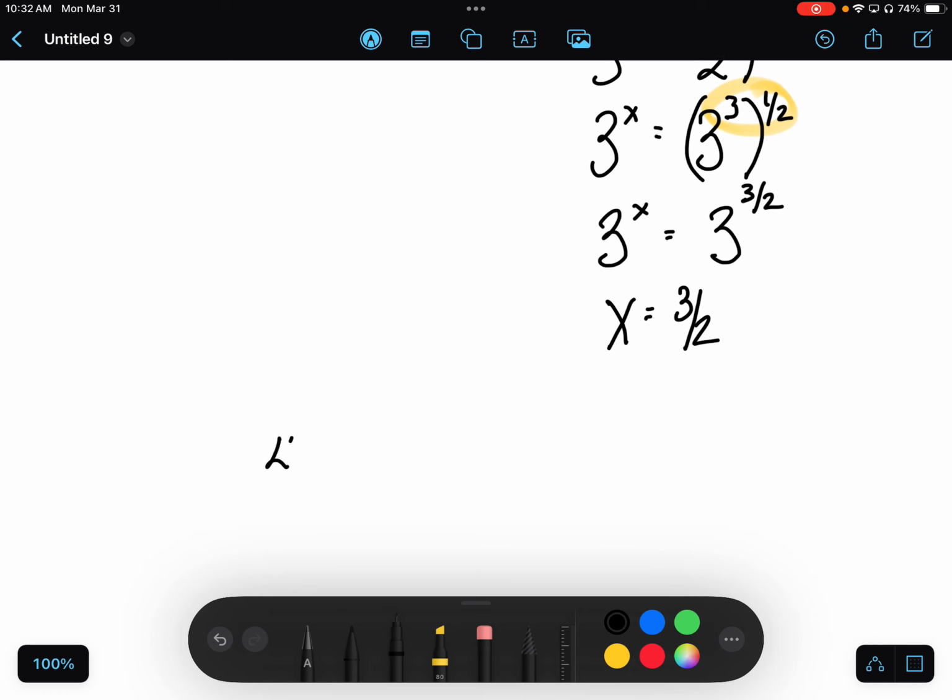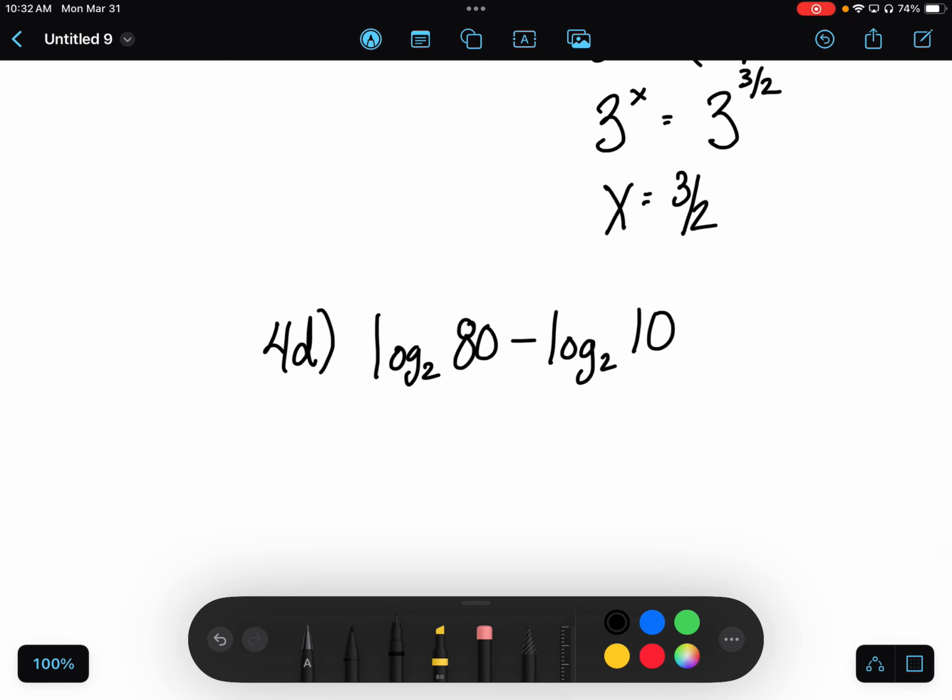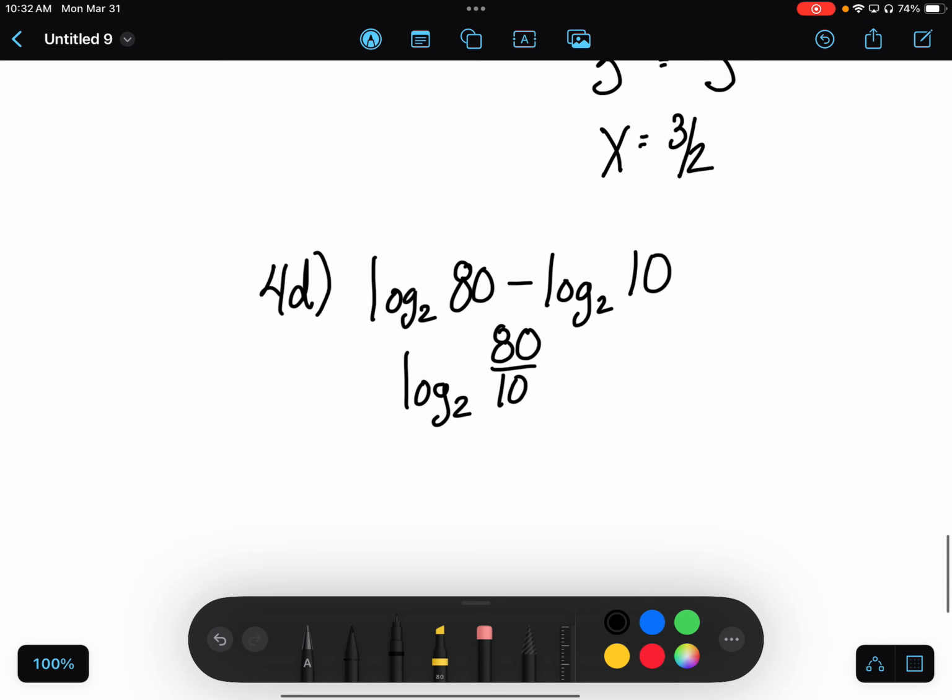4d. Log base 2 of 80 minus log base 2 of 10. Remember the laws here? What is subtraction the same as? Right? So I end up taking the 80 and the 10 and dividing them. And what's 80 divided by 10?